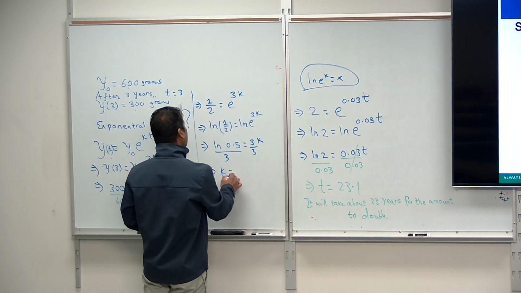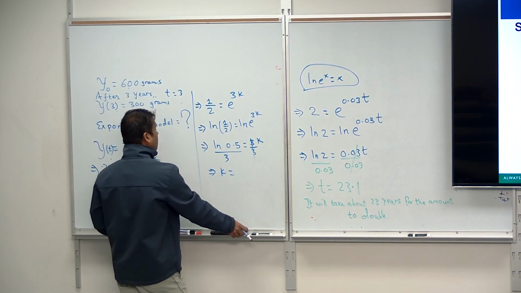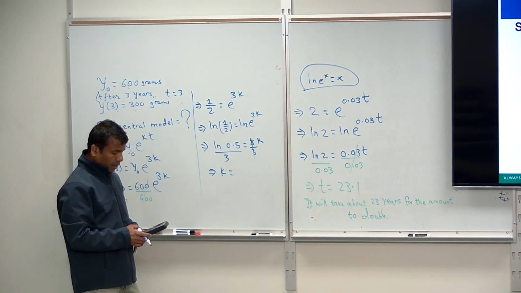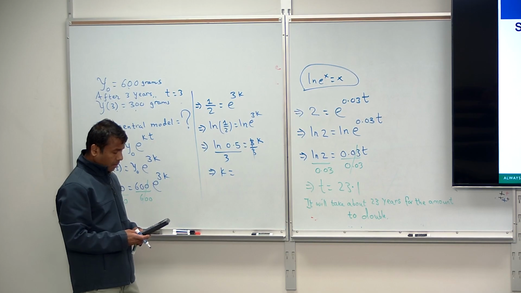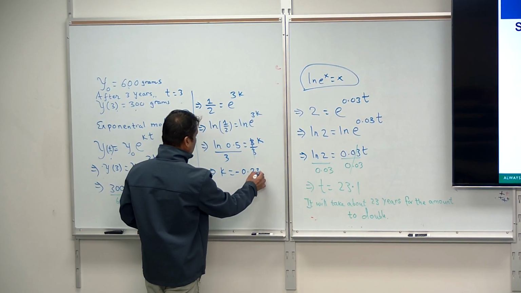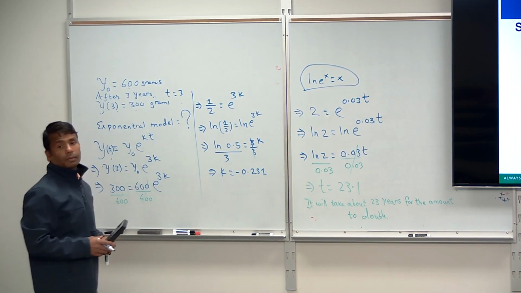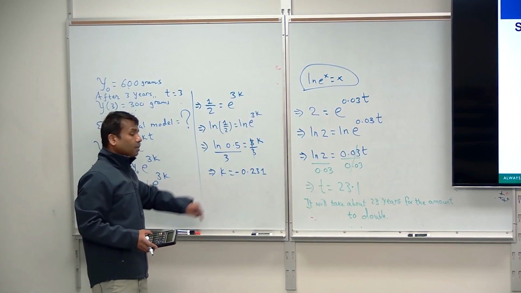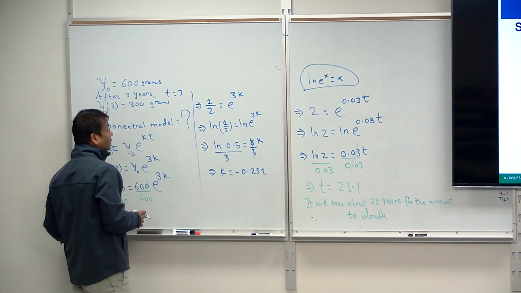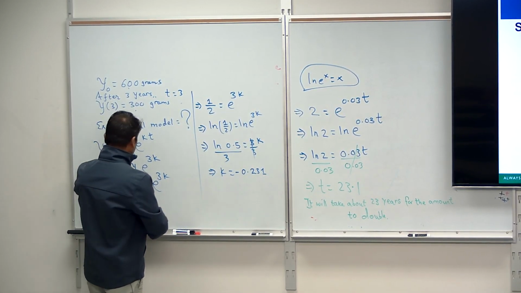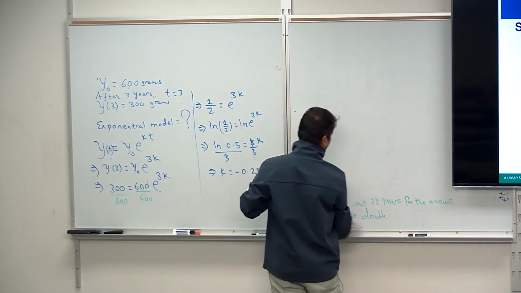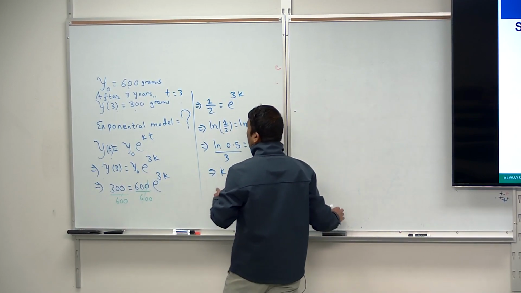So the value of k, because this 3 and 3 cancel, is ln 0.5 divided by 3. So ln 0.5 divided by 3 is negative 0.231 if you round to 3 decimal places. Use calculator here, okay? So now you got the value of k and you plug in back here, okay?